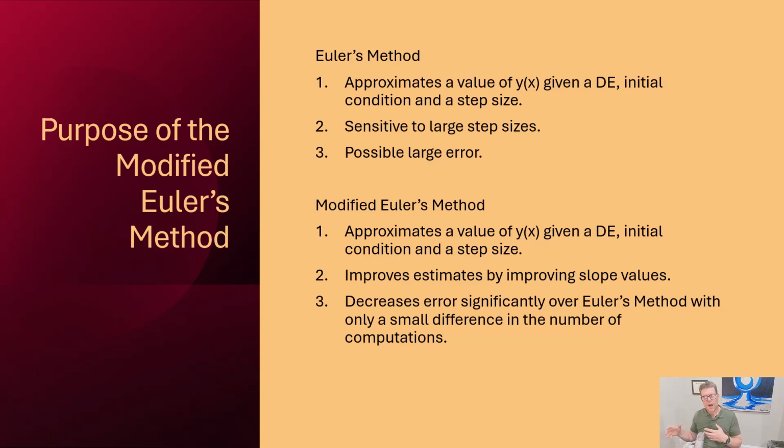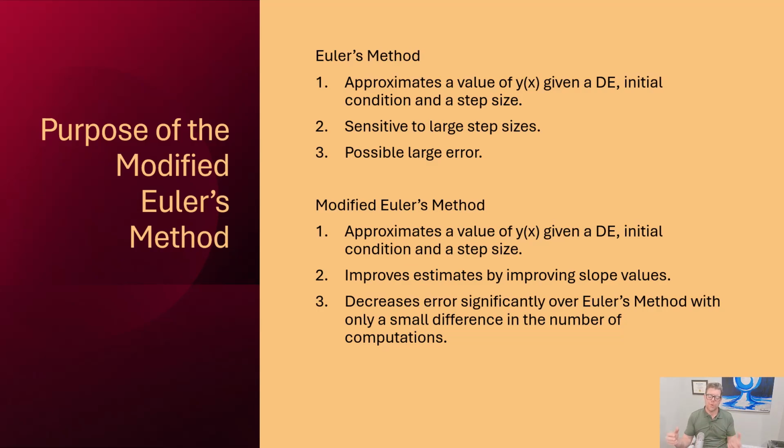When we use the modified Euler's method, we're using this for a very good reason, and that's because while Euler's method approximates the value of y of x given a DE, it's really sensitive to large step sizes, and there's a very real possibility for large error. When we use the modified Euler's method, we're going to do that approximation again, but it improves the estimates by improving our slope values. Our slope values are actually more accurate for the actual curve, and it decreases error significantly over Euler's method with only a very small difference in the number of computations.